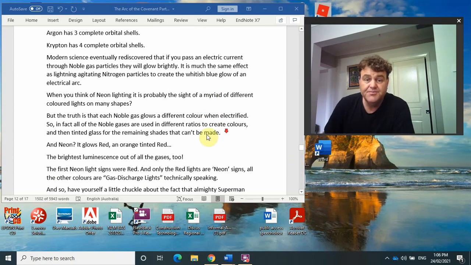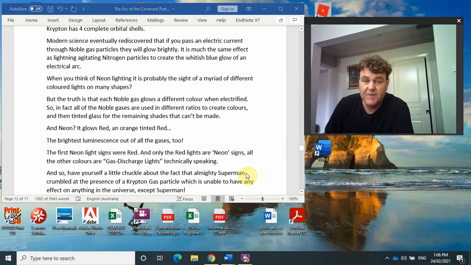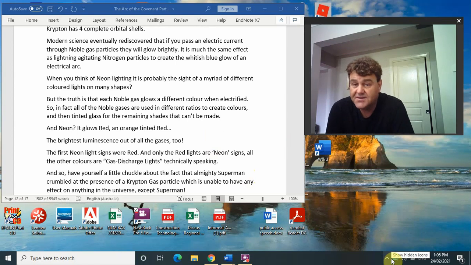So, neon glows red. It's an orangey tinted red color. And it's the very brightest luminescence out of all of the gases too, which is unusual because you'd think that as the particles got bigger at the argon, krypton, and radon end they would glow more intensely, but that's not the case. For some reason, I don't know, neon is the one that glows brightest.